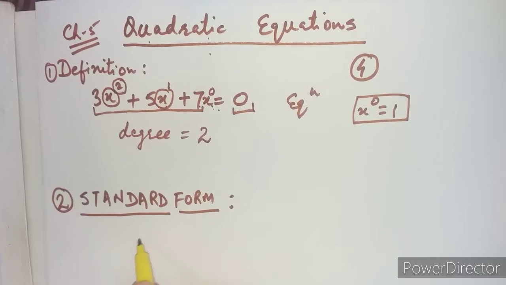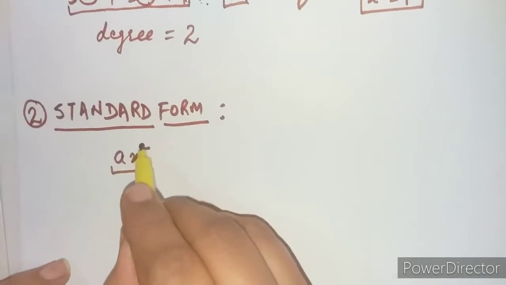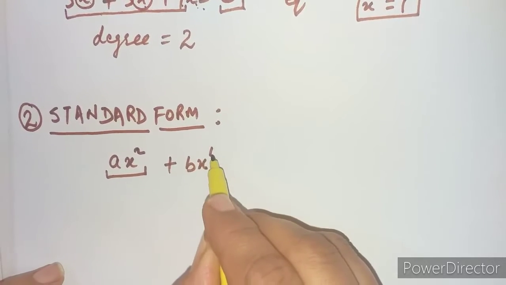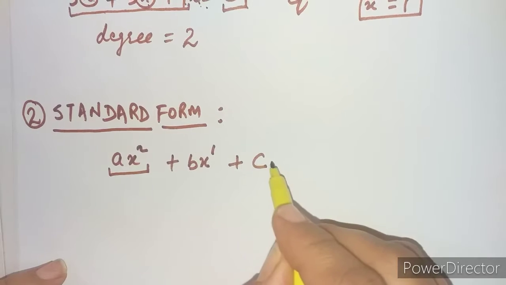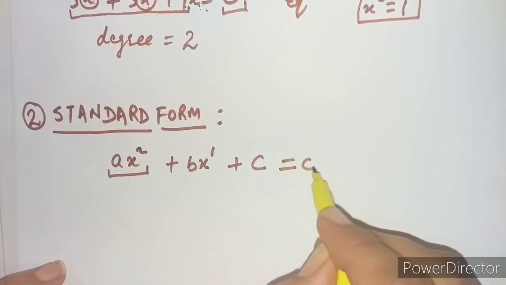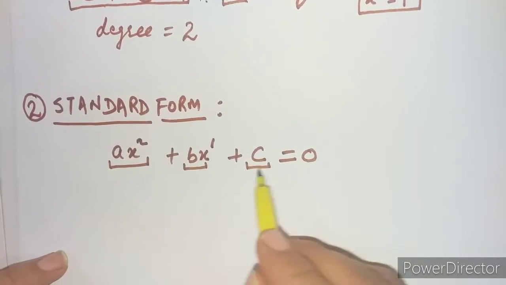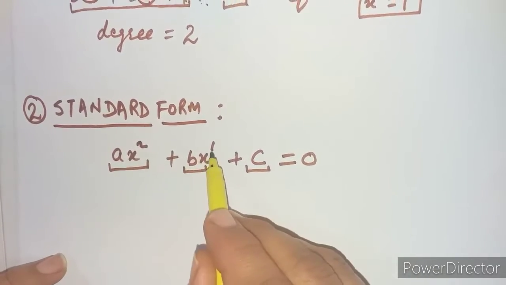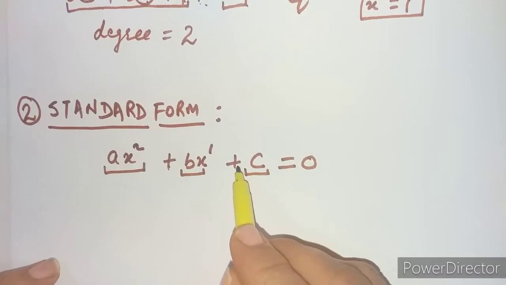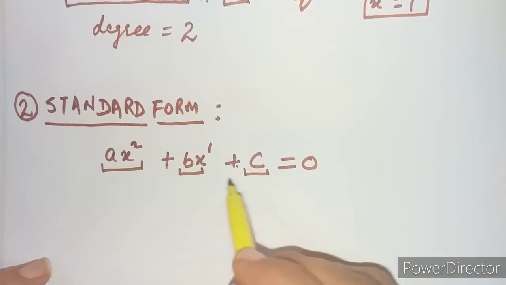So I can write this as ax squared, first term with power 2, plus bx, second term with power 1, plus c. c means constant. I may write x raised to power 0, but I am not writing it. It is understood without that also. So we have 3 terms with different powers of the variable, with plus signs between those 3 terms. This is called the standard form of the equation.